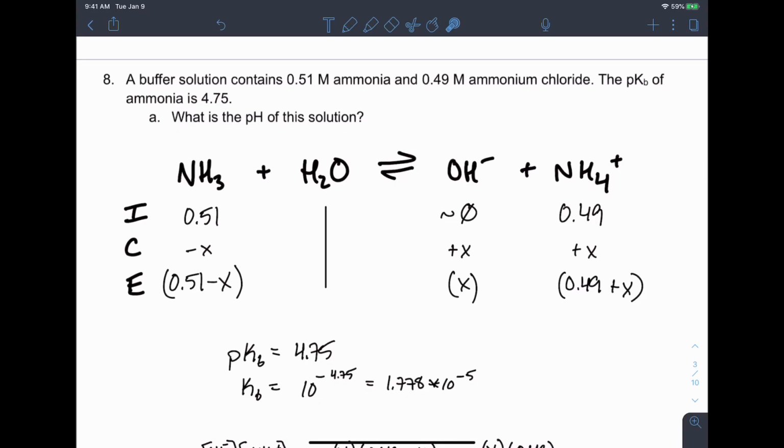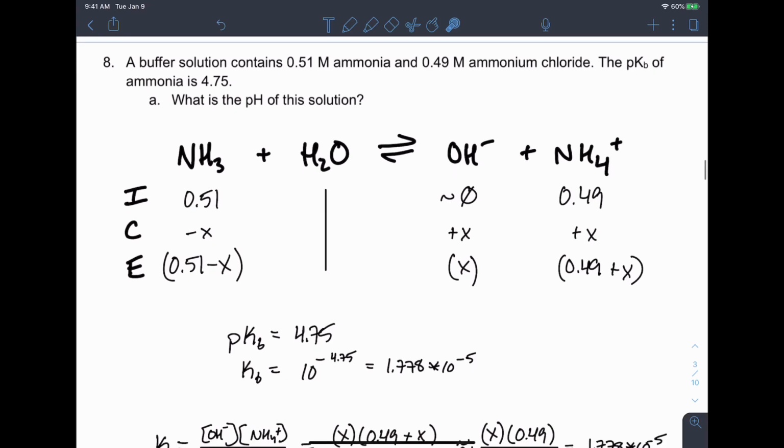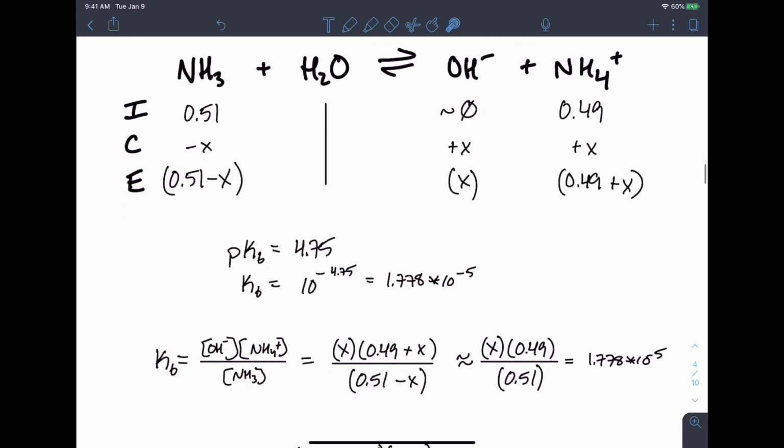And we're eventually going to set up a KB expression, but notice we weren't given the KB, we were given the pKb. So first we have to undo this negative log, and so to get KB, we're going to do 10 raised to the power of negative pKb to get a value of 1.778 times 10 to the minus 5. So now that we have our KB, we can set up our KB expression, which is going to be the products over the reactants. We're not including water because that's a liquid.